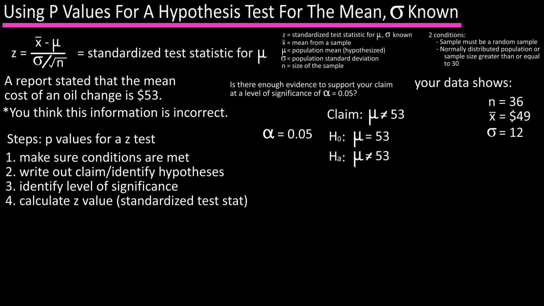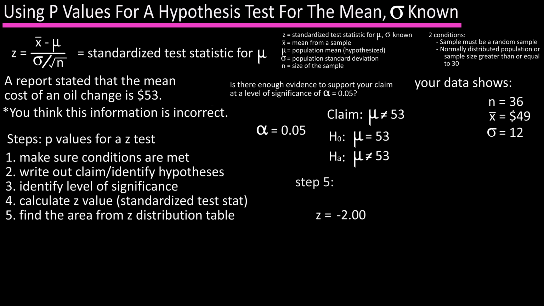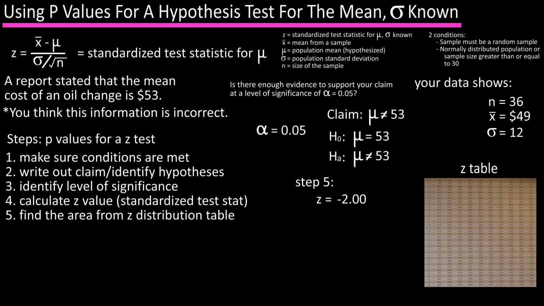Step 4 is to use the formula and calculate the z-value, or the value of the standardized test statistic. And in our example, we have x bar, the sample mean, equals 49, mu, the hypothesized population mean, equals 53, sigma, the population standard deviation, equals 12, and n, the sample size, equals 36. So we can plug these into the formula, and we get z equals negative 2.00. Step 5 is to find the area that corresponds to the z-value we calculated. And looking that value up in a z-distribution table, we get 0.0228.